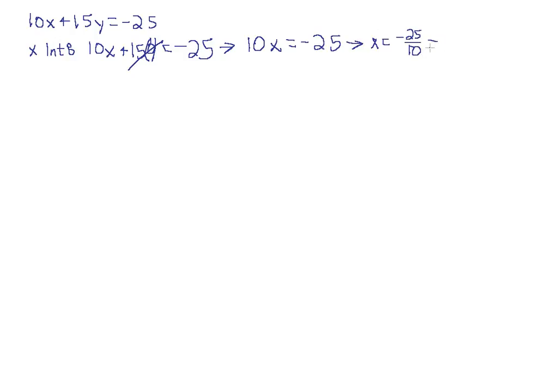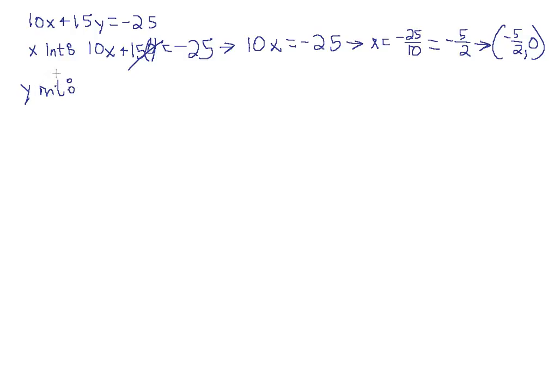Let's go ahead and simplify it. We get a minus 5 halves, factoring a 5 out of the top and the bottom. And our x-intercept will be a minus 5 halves for our x value and 0 for our y value. Okay, let's go ahead and find our y-intercept.